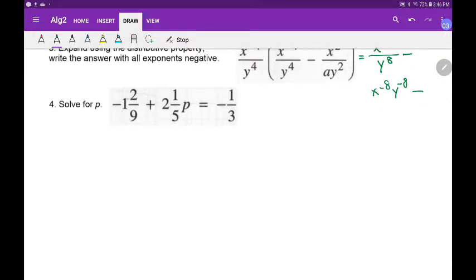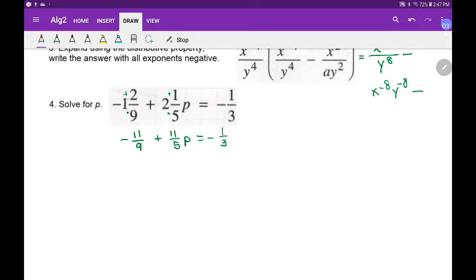Solve for p. Okay, well, let's see. Let me multiply 1 times 9, not a negative 1, but a positive 1 times 9, plus 2. So that's 11 over 9. And oh yeah, it's negative. Plus 2 times 5 plus 1, that's 11 over 5. P is equal to negative 1/3.